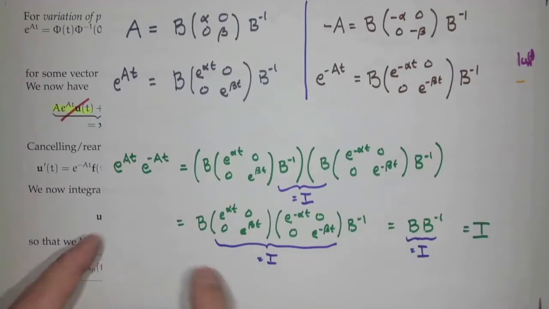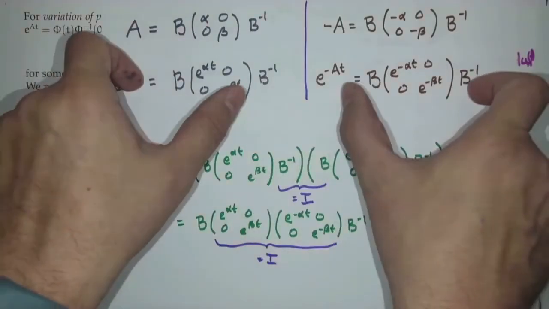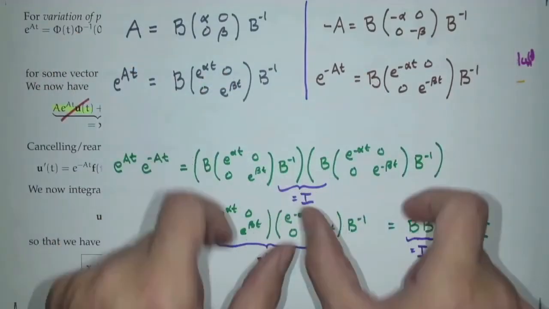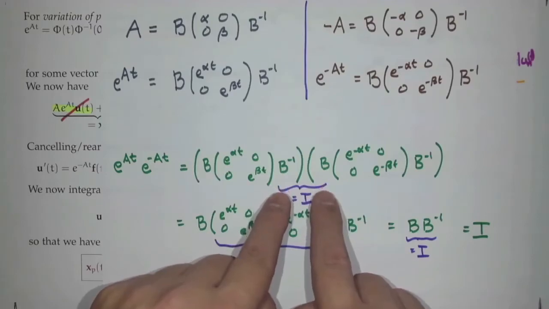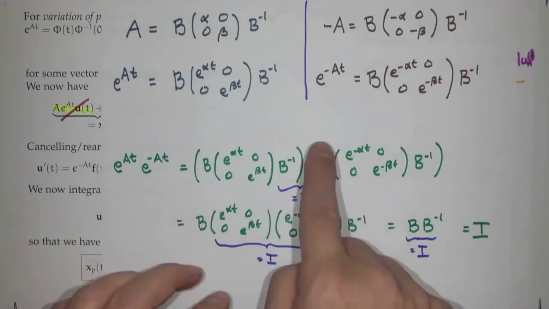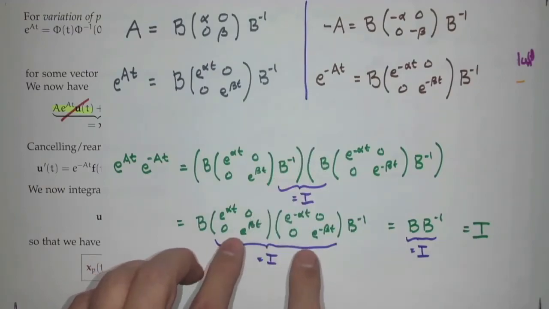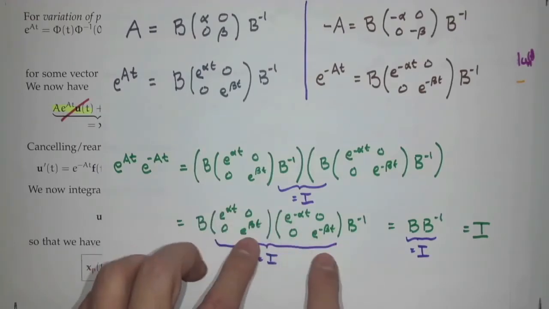And now we check. E to the at times e to the minus at. So we're going to copy those down. And then we start saying, oh, B inverse times B, identity. Perfect. So that goes away. Then we have e to the alpha t, e to the beta t on the diagonal, times e to the minus alpha t, e to the minus beta t on the diagonal. Now, how do you multiply diagonal matrices?